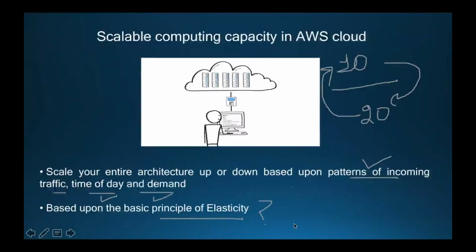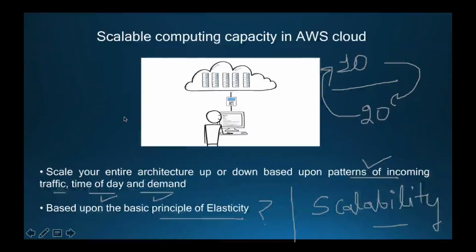Opposite to elasticity, there's another concept called scalability. Scalability is not applicable on AWS, but in the interviews they ask you, what is the difference between elasticity and scalability? Scalability means you add more resources to the existing servers. Elasticity means you increase or decrease the number of instances. Scalability means that you add more resources to your existing servers.